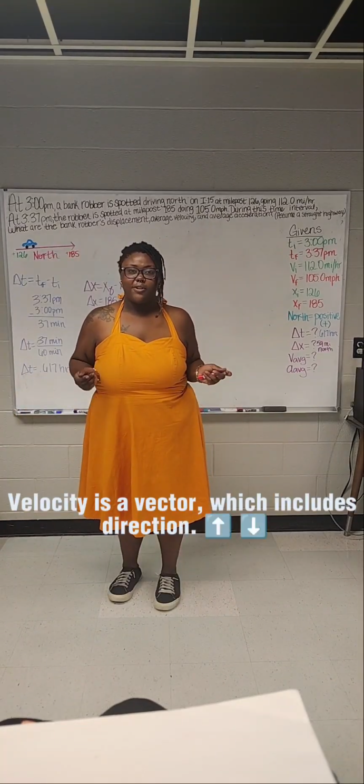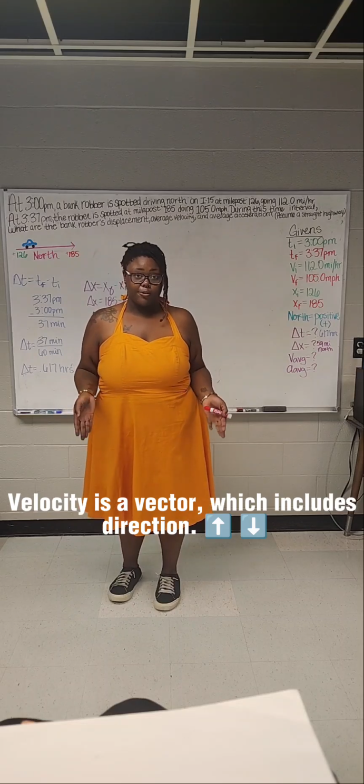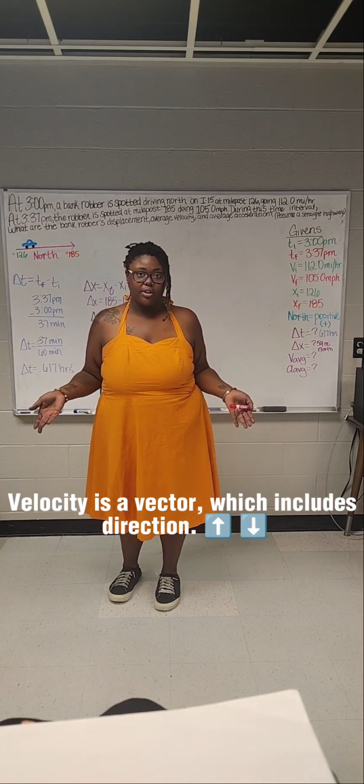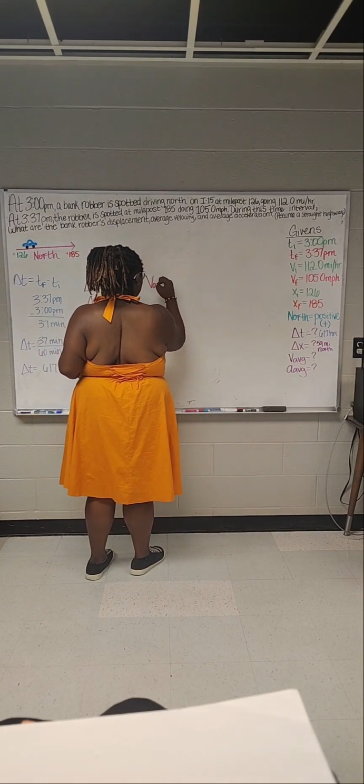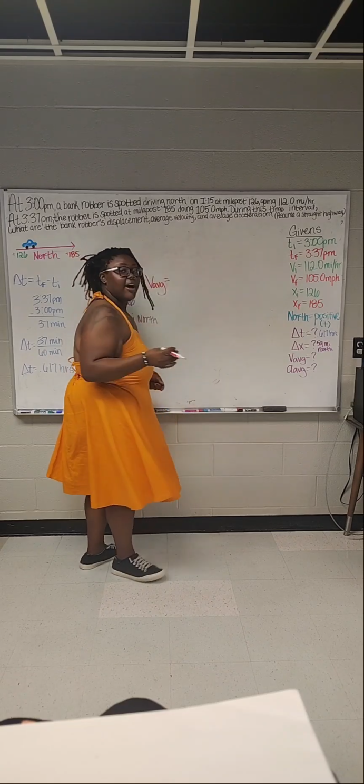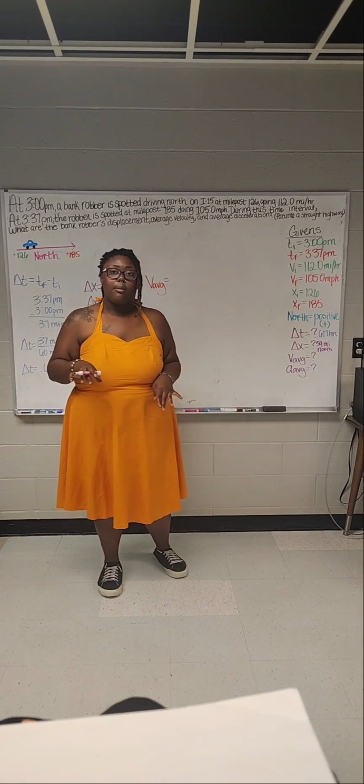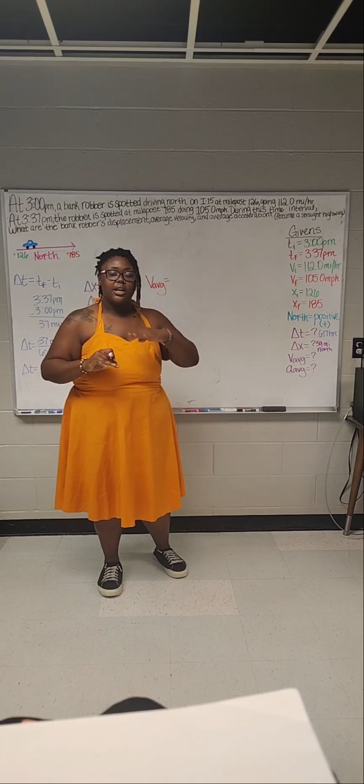Our next step is going to be to find our average velocity. Velocity is another word for speed, or how fast or slow something is traveling. And velocity is going to be represented by our v average. And we find our average velocity by taking our delta x, which is displacement, divided by our time interval.